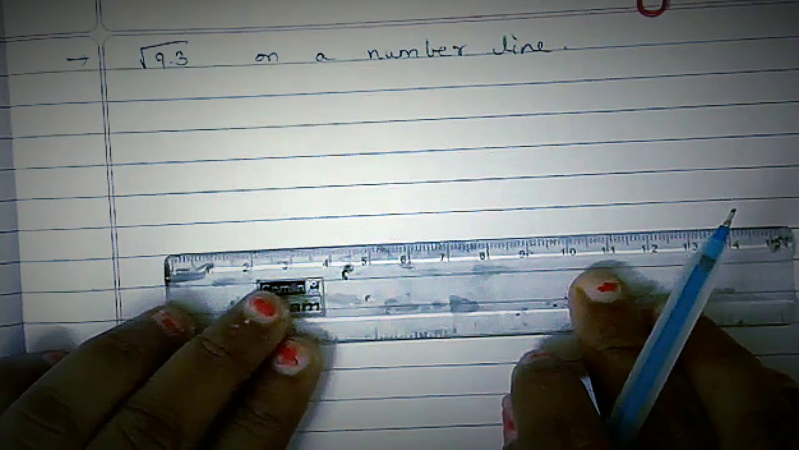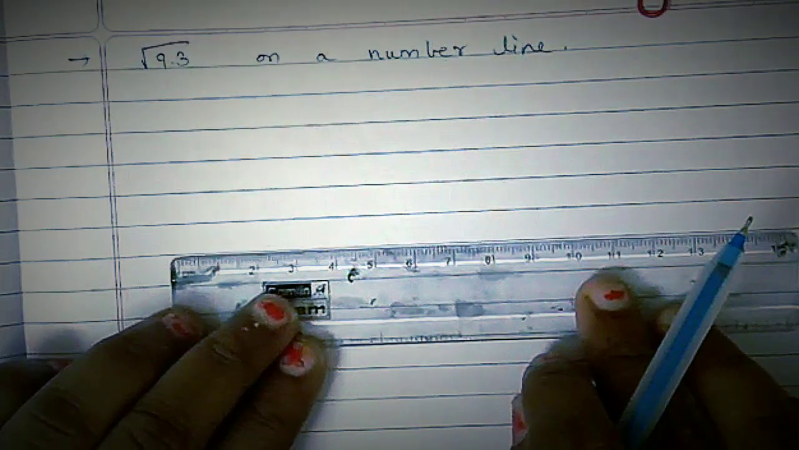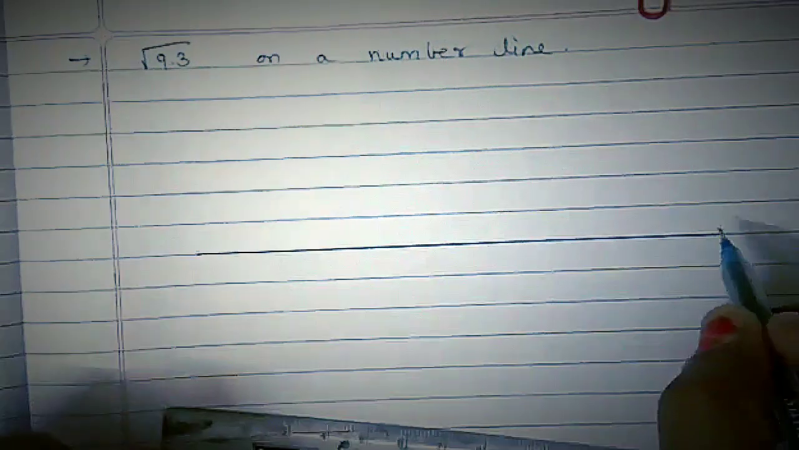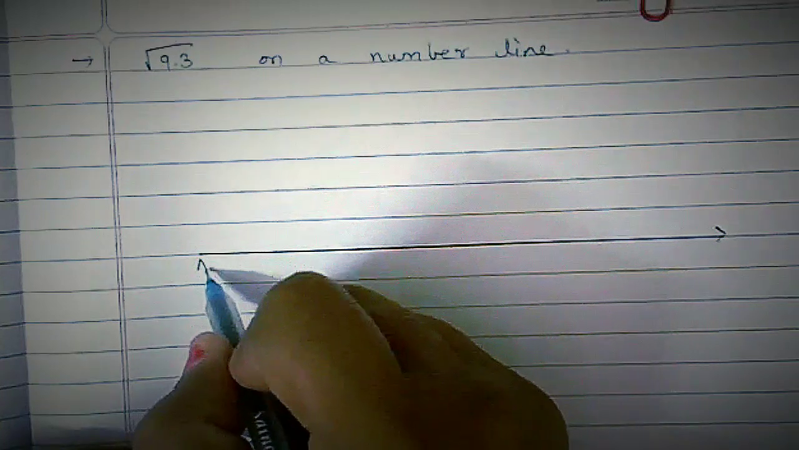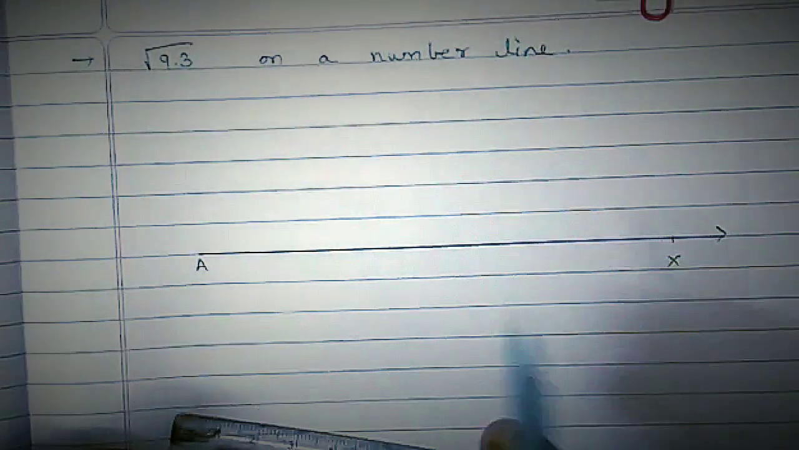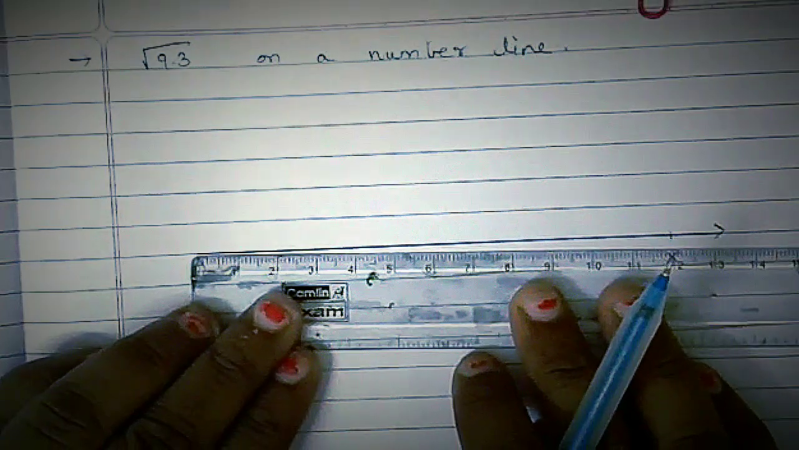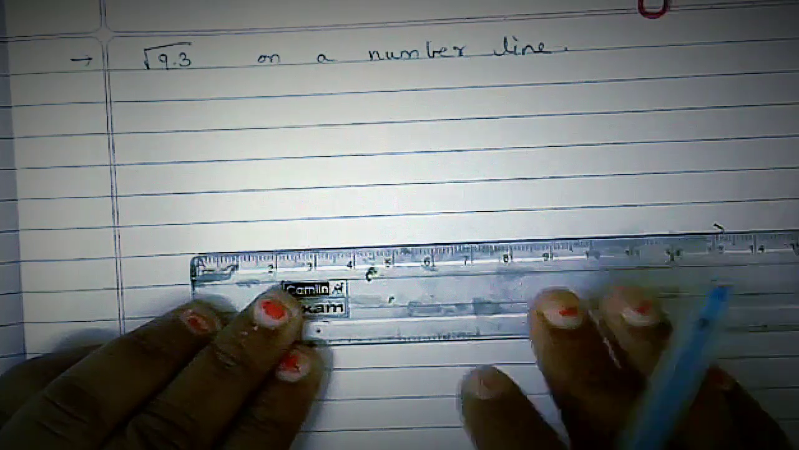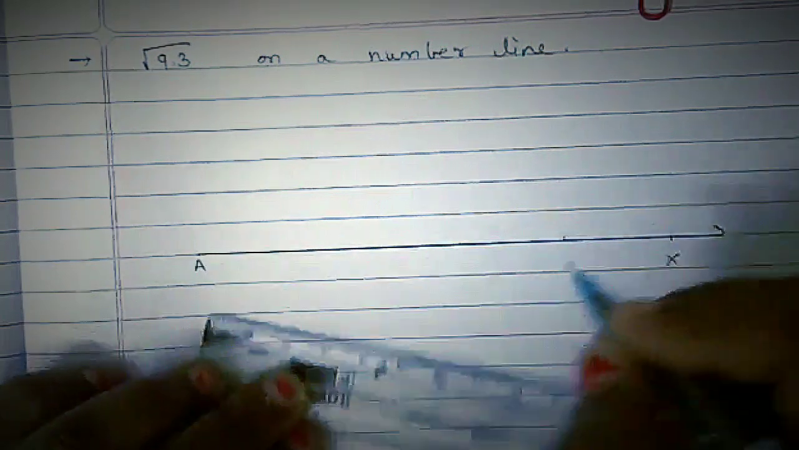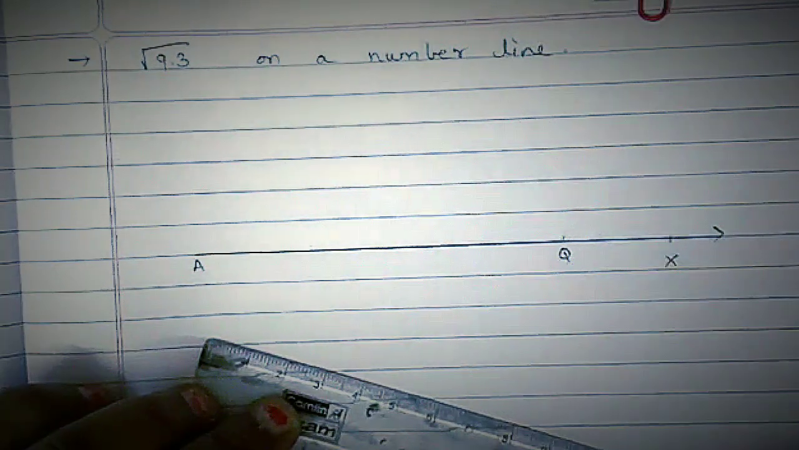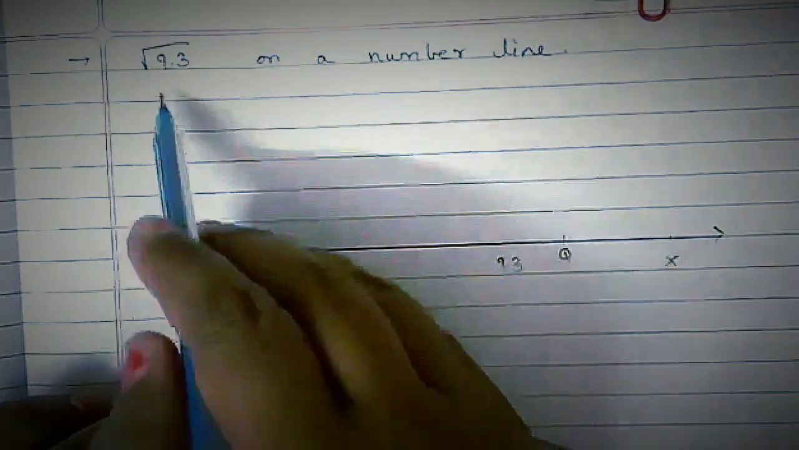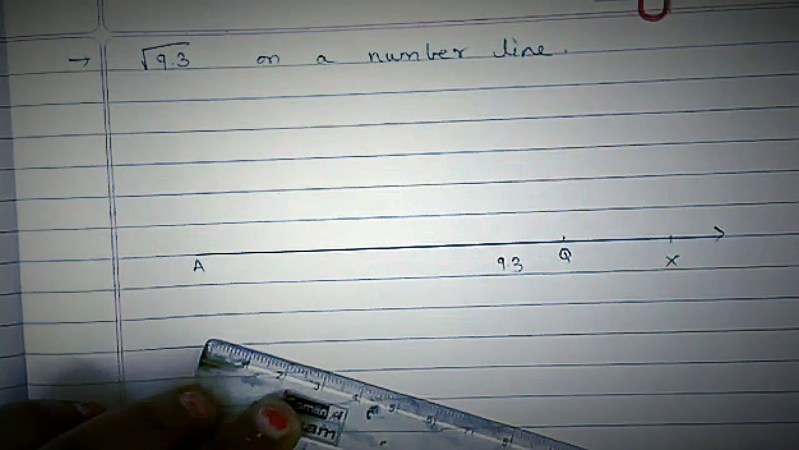Okay, now we are going to draw root 9.3 on a number line. The very first thing is to draw ray AX. First of all, with the help of a scale, you can draw ray AX anywhere. On this ray AX, take a point Q such that AQ is equal to 9.3. So I have taken Q over here such that the measure of AQ is 9.3, because we are going to draw root 9.3.